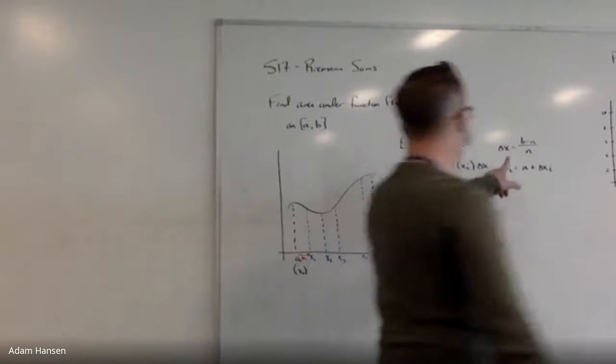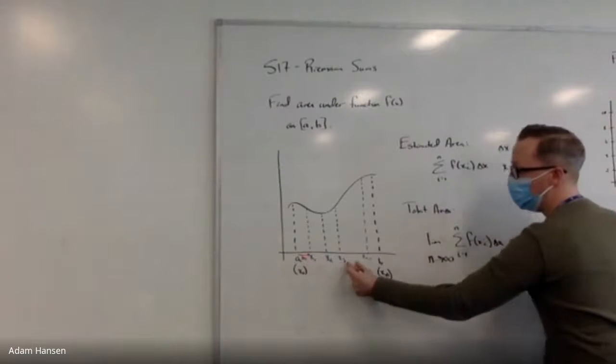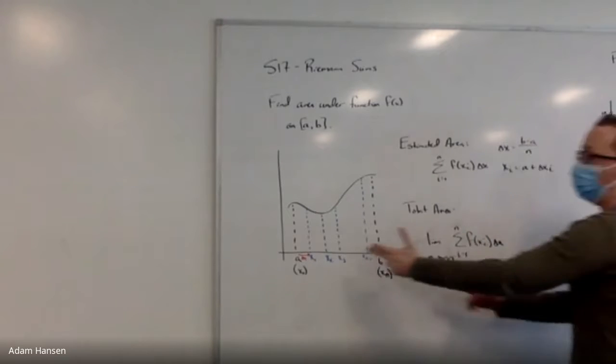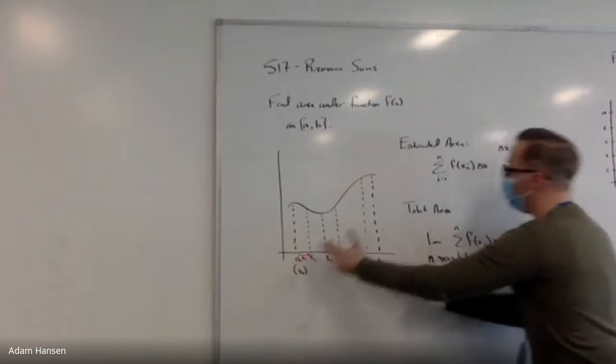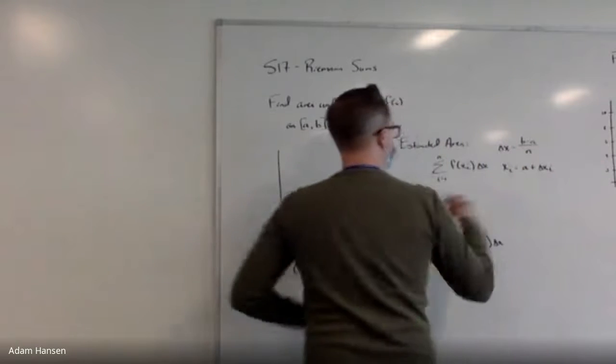So the delta x, the change in x, the length of each base of all of these rectangles, is the difference in our two endpoints, b minus a. How far is the total interval, divided by n total partitions? That tells me the base length.